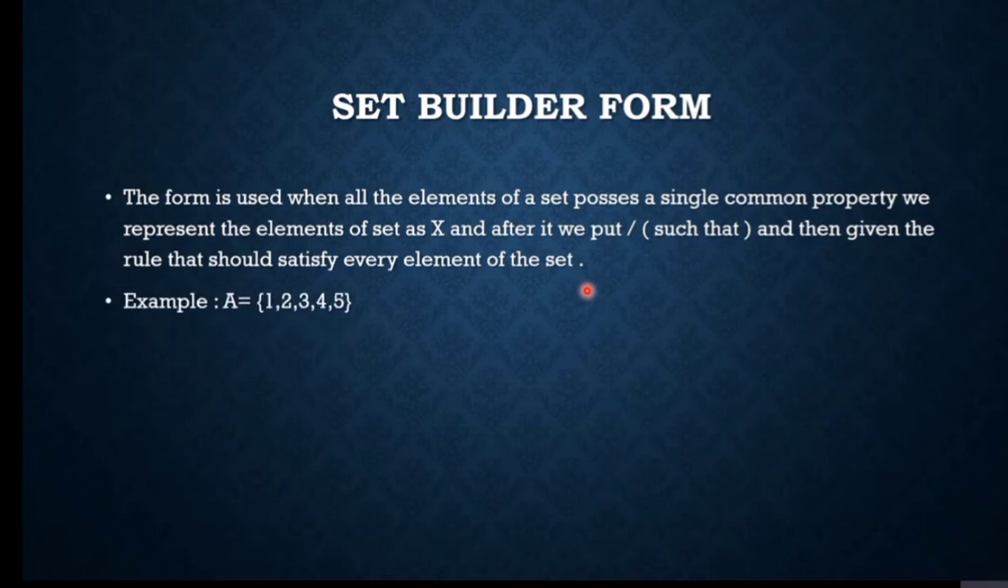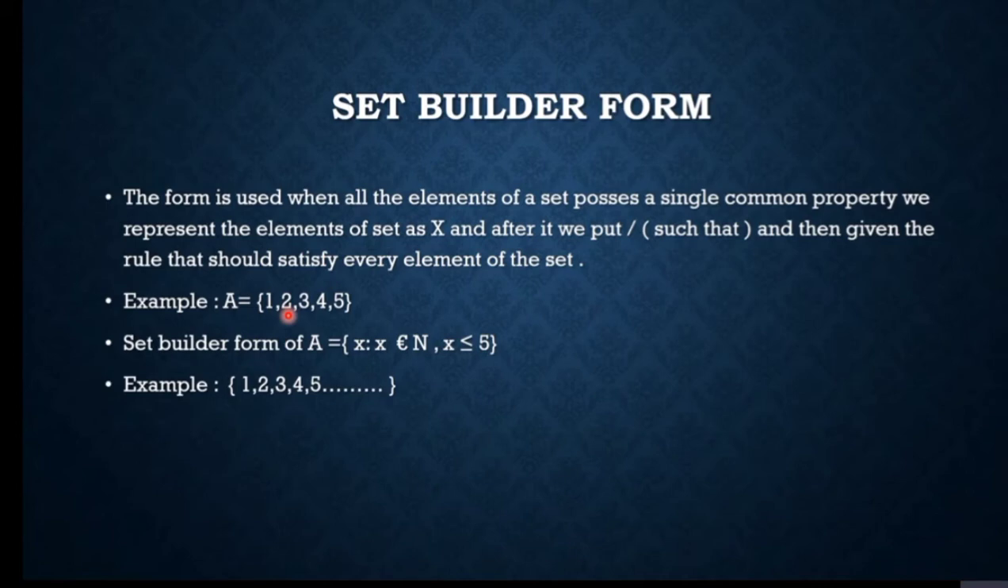Suppose I take one example, A is equal to the set of 1, 2, 3, 4, 5. Then it can be written in the set builder form as A is equal to x such that x belongs to N, comma, x less than or equal to 5. This is the common property of the given set.